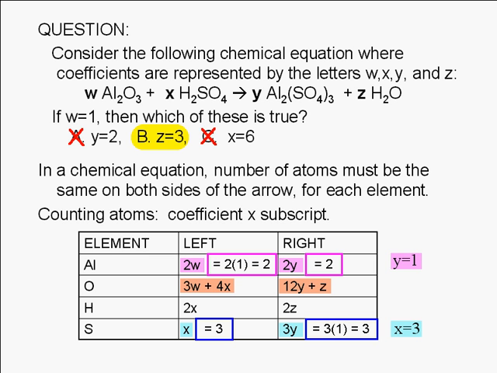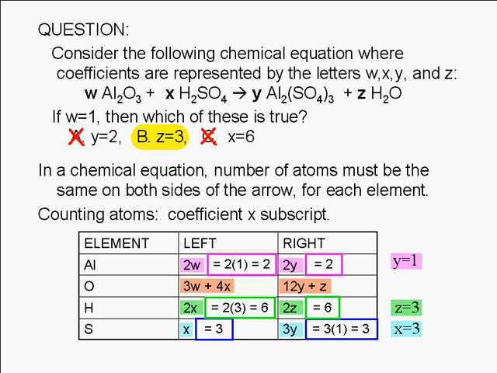Let's verify that Z is, in fact, equal to 3. Let's see what else we can identify in the table. We can see that the number of hydrogen atoms on the left is 2X. We already know that X is equal to 3. Therefore, 2X is equal to 2 times 3, or 6. In order for the chemical equation to be balanced, the number of hydrogen atoms on the right must be equal to 6. In other words, 2Z must be equal to 6. If 2 times Z is equal to 6, then Z itself must be equal to 3. Thus, the correct answer is B. If W is equal to 1, then Z is equal to 3.